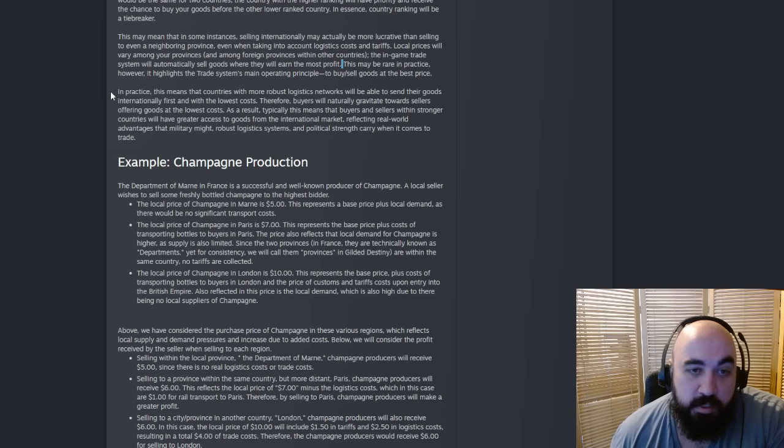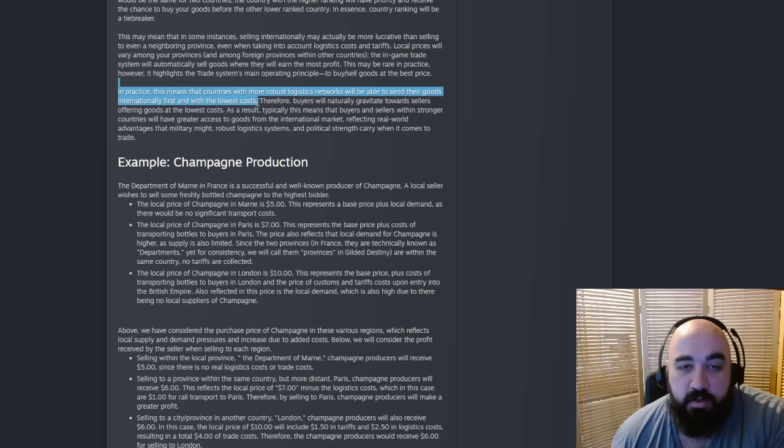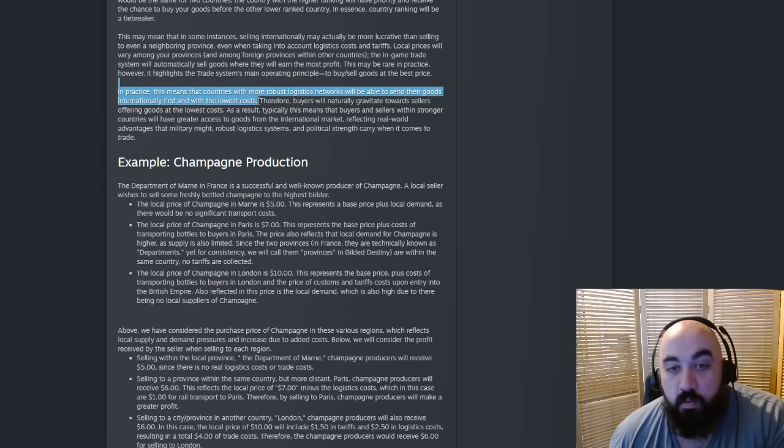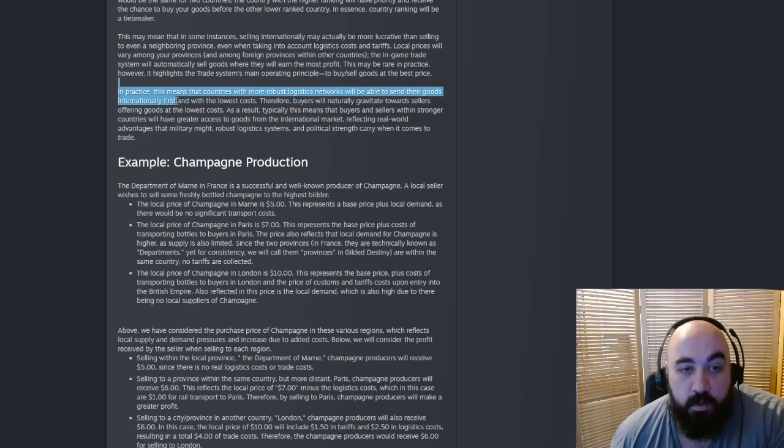In practice, this means that countries with the most robust logistics network will be able to send their goods internationally first and at the lowest cost. Therefore, I'm guessing this is more a matter of you securing the logistics to make your factories make more money rather than actually building factories, maybe. Therefore, buyers will naturally gravitate towards sellers offering goods at the lowest cost.